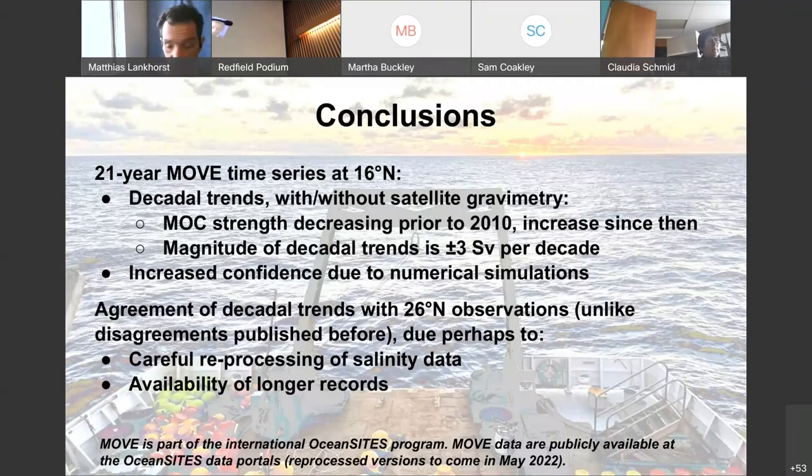I want to quit on the note that MOVE is part of the International Ocean Sites Program. We make all of our data publicly available at the Ocean Sites data centers. And I'm still working on posting the reprocessed versions there. They're not there yet, but I pledge to have done this within a month from now. And that's all I have for today. So thank you for listening.